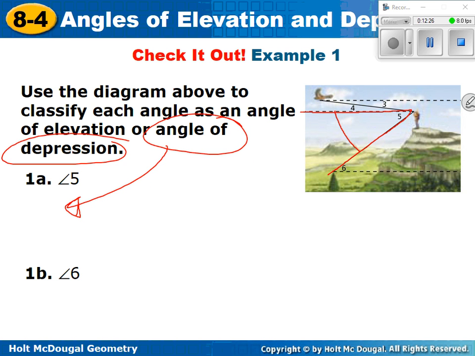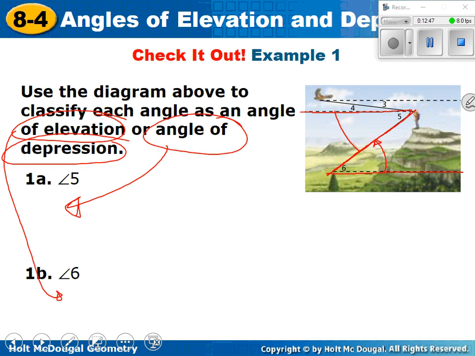All right, angle 6, Michael, angle of elevation or angle of depression? Again, now you're looking at this horizontal and this line, and you have to go up from the horizontal to make angle 6, so that is an angle of elevation. Any questions about the difference between the two?